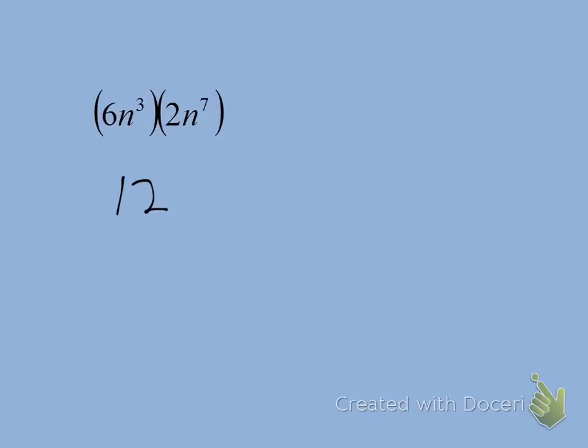All right. Now, you have n to the 3rd and n to the 7th, so you do what with those exponents? You add them. So n to the 3 plus 7, which simplifies to 12n to the 10th.